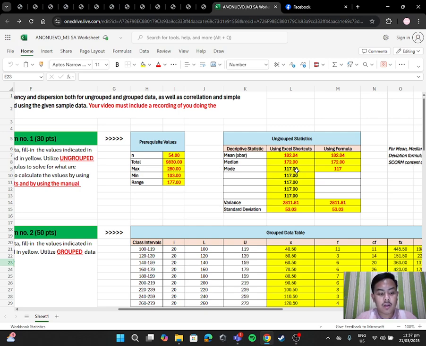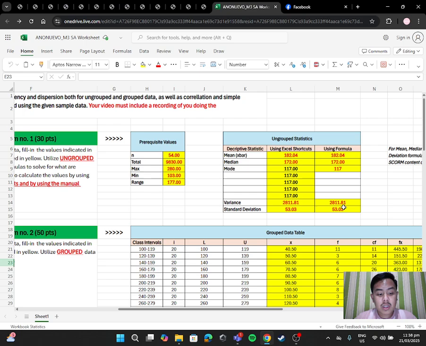For dispersion, variance measures how spread out values are, calculated as 2811.81, and standard deviation, the square root of variance, is 5303, showing average variation from the mean. These calculations are verified using both Excel formulas and shortcuts to ensure accuracy in ungrouped data analysis.